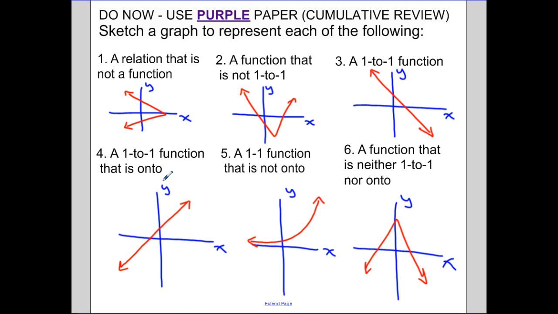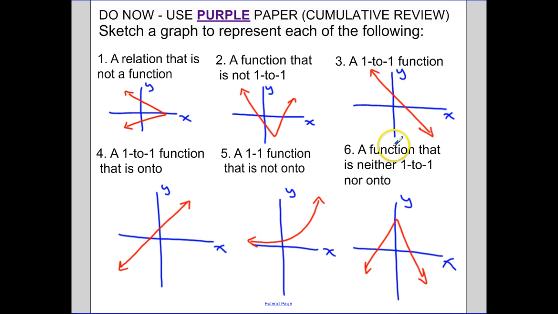A one-to-one function that is onto has to pass the vertical and horizontal line test to be one-to-one. To be onto, its range has to extend to all real numbers in the y direction. A one-to-one function that is not onto. So it's one-to-one because it passes the vertical and horizontal line tests. It's not onto because its range is restricted. It's not all real numbers.